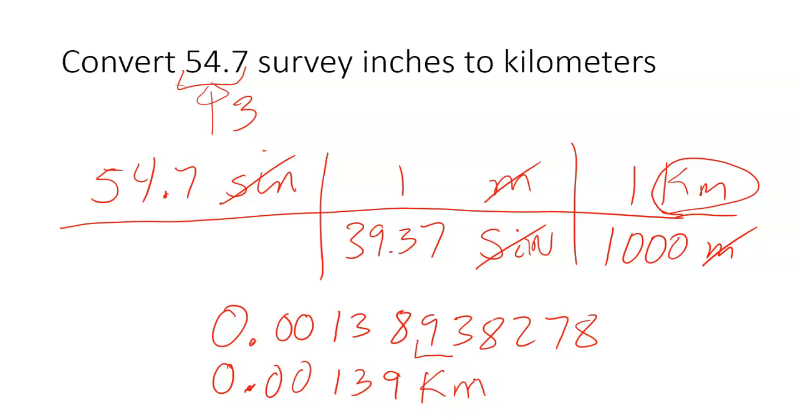So if you convert 54.7 survey inches to kilometers, you will have 0.00139 kilometers. This is the right answer for that. Okay? Remember rounding, always important, and remember to keep your significant figures all the time as well.